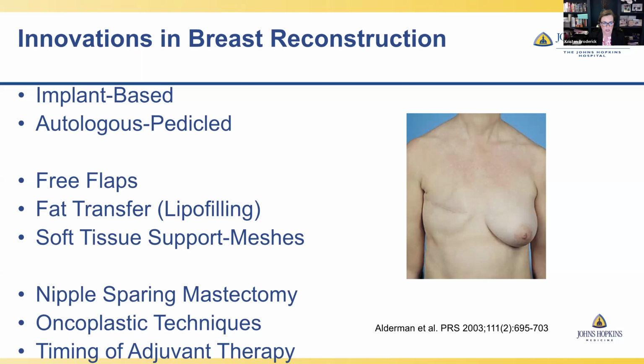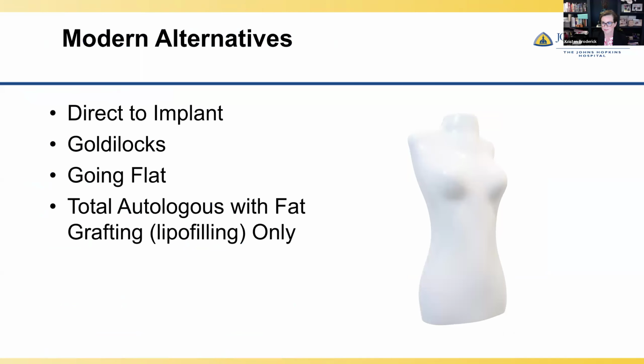We've had a lot of innovation in soft tissue support to help support the skin of the breast with various types of meshes. And the breast surgeons have been able to improve their techniques and candidates for nipple-sparing mastectomy, so we're able to spare that part of the skin of the breast. We also combine some oncoplastic techniques in lumpectomies with breast lifts or breast reductions at the same time. And we have better understanding now of how we time all of our additional adjuvant therapy around reconstruction.